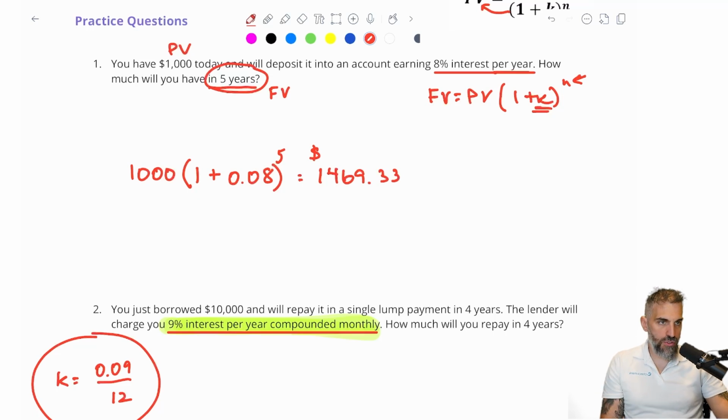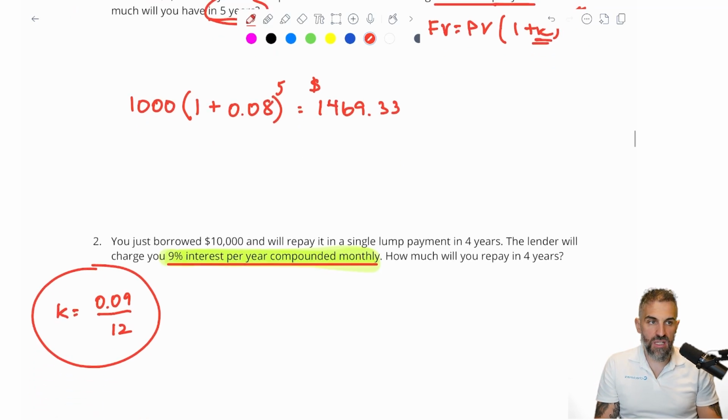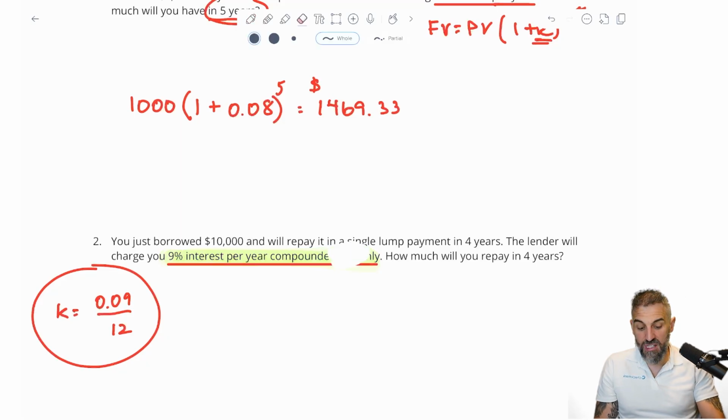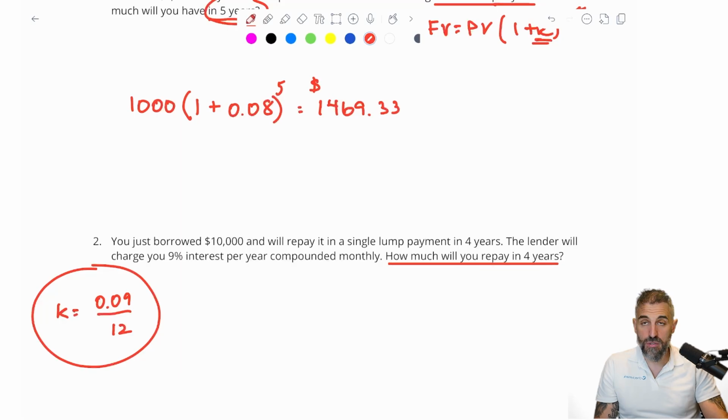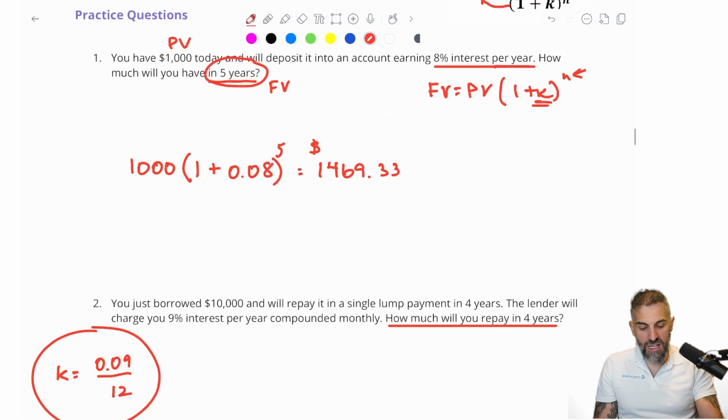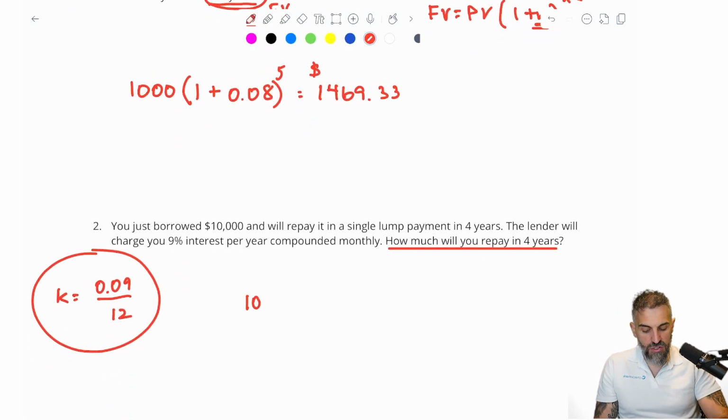Okay, so let's jump right into number 2 so you can see the difference. You just borrowed 10,000. You will have to repay it in a single lump sum payment in 4 years. The lender will charge you 9% interest compounded monthly. How much will you repay? It's the same question. We're still looking for the future value because I said, how much will you have to pay in 4 years? So it's the exact same formula. So 10,000 is your present value.